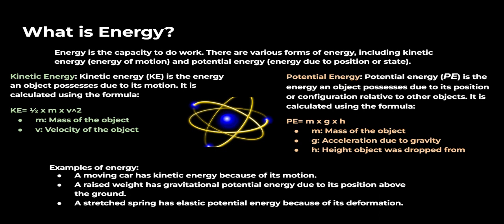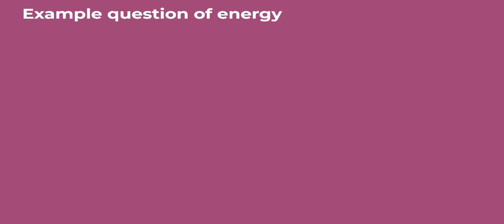Some examples we have: a moving car has kinetic energy because of its motion. A raised weight has gravitational potential energy due to its position above the ground. And we have a stretched spring has elastic potential energy because of its deformation.